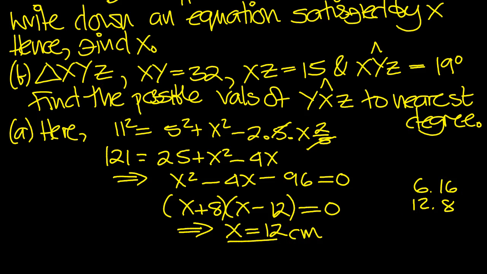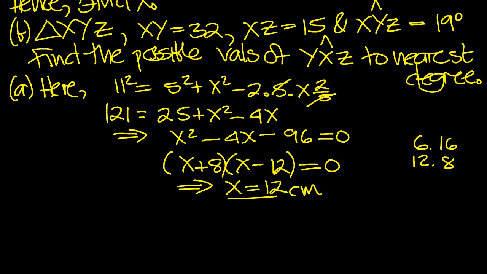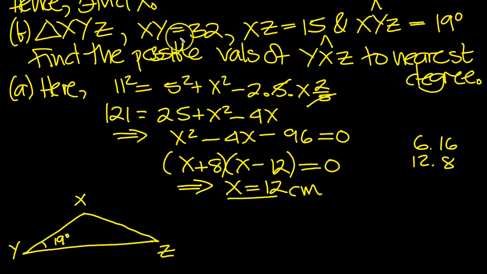Part B, let's turn our attention to that now. Now we've got a triangle XYZ. XY is 32, so I'll try and draw it in as best I can. The angle XYZ is 19, that's why I've drawn this angle here quite shallow. I'll put that as 19 degrees. XY is 32. Oops. It's not quite drawn the correct way, is it?